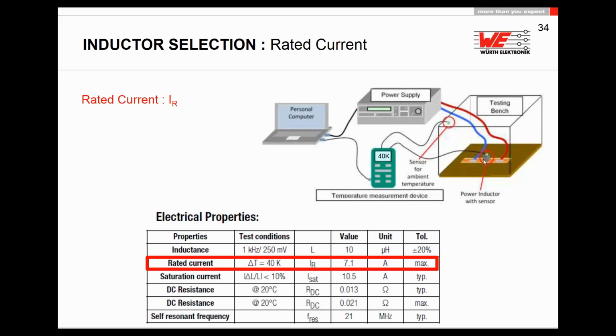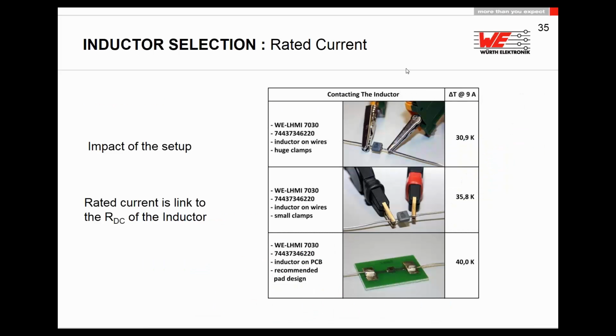And now it's also a trap how to measure this, because if you measure the same inductance with 9 amp, and you're using a huge clamp which has good thermal conductivity, you may have only just 30 Kelvin. If you use smaller clamps and not so good thermal conductive clamps, we are measuring in a real condition soldered on a PCB with no heat sink, with no airflow, just to be sure that this is the inductance that in fact makes this self-heating, which is 40 Kelvin.